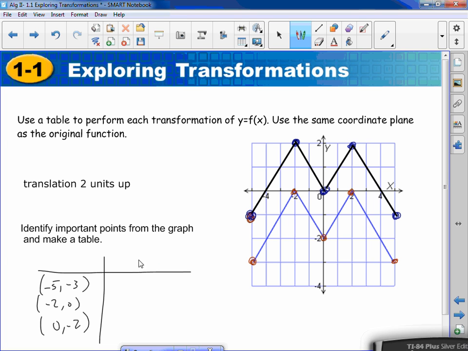If I want to move it 2 units up, which value is going to change? Which values up and down? The y value. The y value has to get added or subtracted. How many? So I'm going to add 2. So this one's now -5, -1. This one's -2, 2. This one's 0, 0. You can look at a table and do a transformation, or you could actually have the picture and do the transformation.